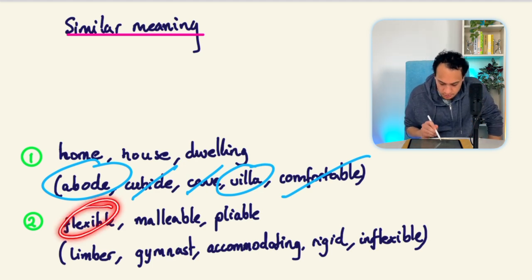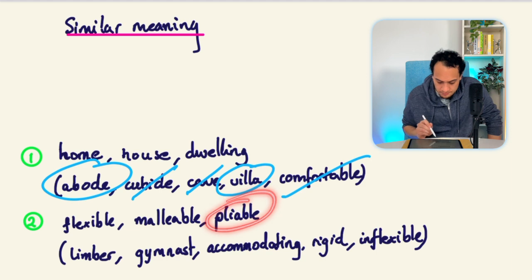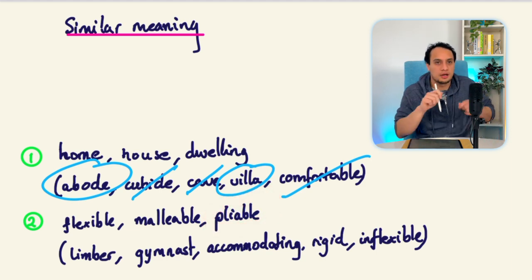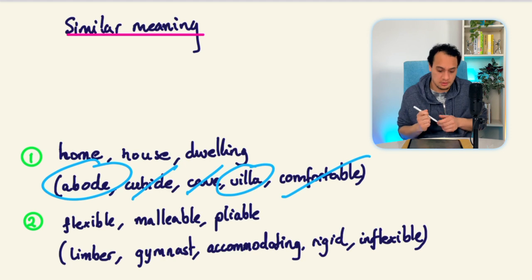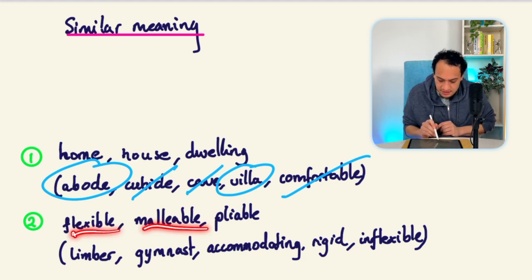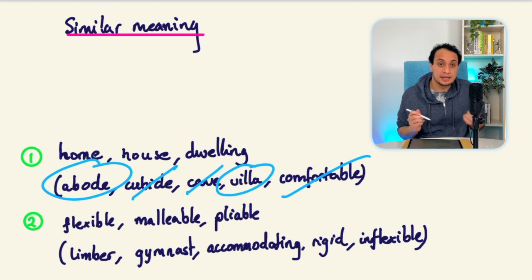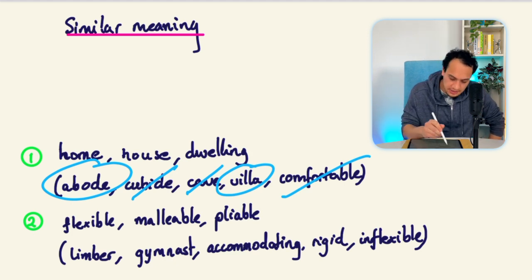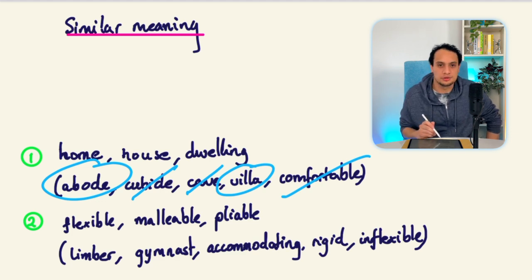So we've got flexible, malleable, pliable. You might have heard of the word pliers. So pliable sort of helps things bend. So these are all to do with bendiness. We've got the word limber, gymnast, accommodating, rigid, and inflexible. So this is a bit interesting because there's a word that's very, very similar to them, but then we're sort of using a different meaning of those words. So let's again use elimination. So gymnast is someone who is flexible.